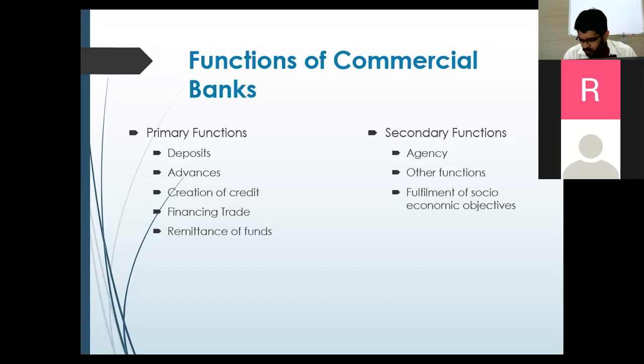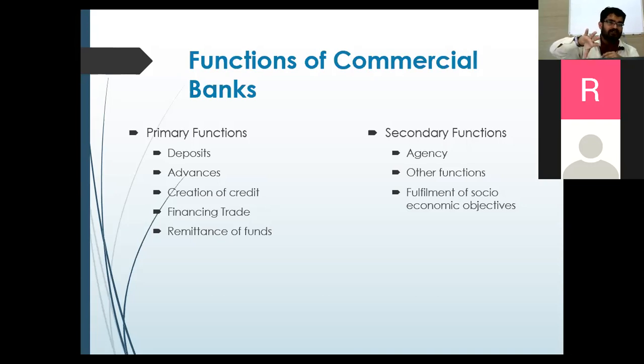Next one is other functions. Now other functions include what? Locker facility. Locker facility is where you keep your valuables. You want to keep it safe, you feel like your house is not so safe, so whatever jewelry or valuable items you have at home, except your husband and wife, you keep them in the locker. Am I right? Fine. So that is another function of a commercial bank, that is providing of lockers.